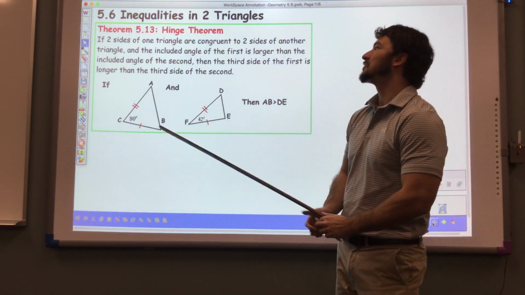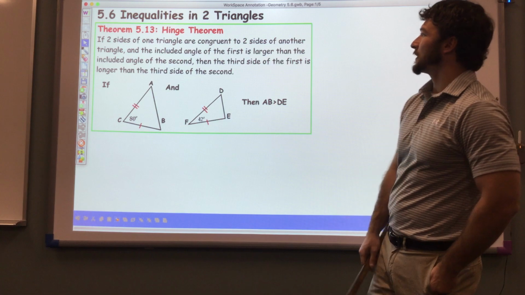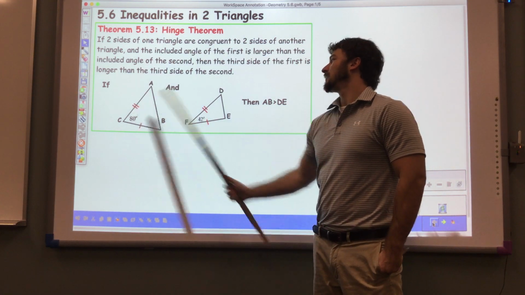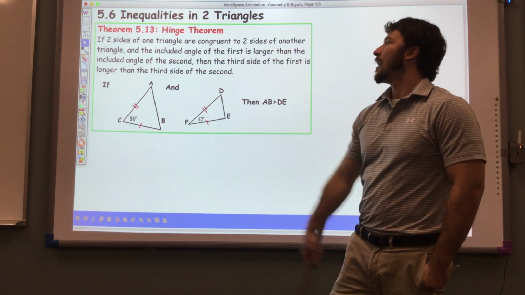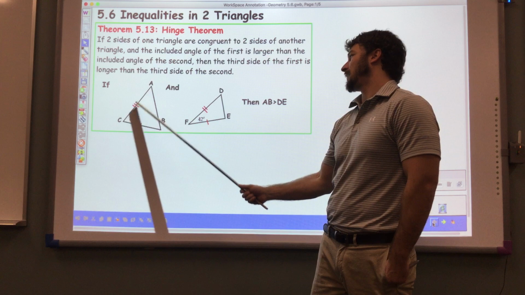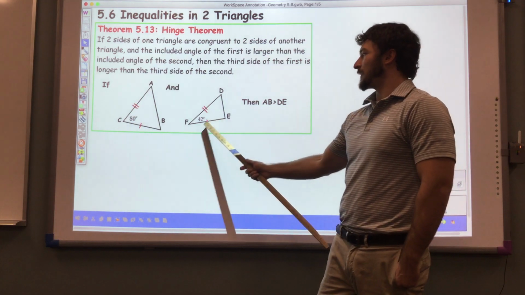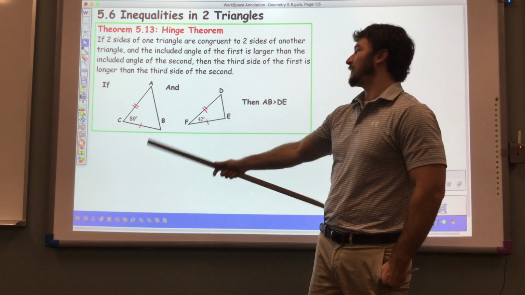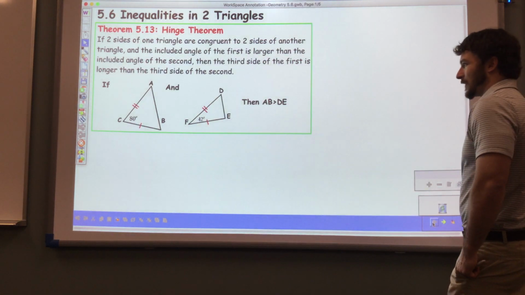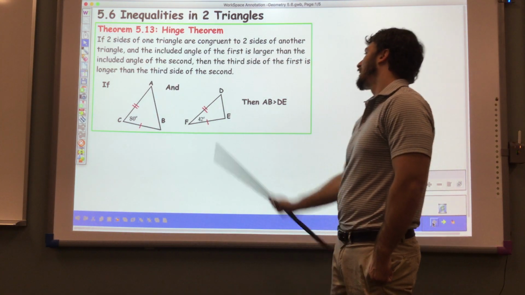This is called the Hinge theorem. It says if two sides of one triangle are congruent to two sides of another, so here we've got one side that's congruent, two sides that are congruent, and the included angle of the first, so here's our included angle, the angle in between the congruent ones, is larger than the included angle of the second one. So for example, you could have 80 and 42. Then the third side of the first one, which would be AB, would have to be greater than DE.